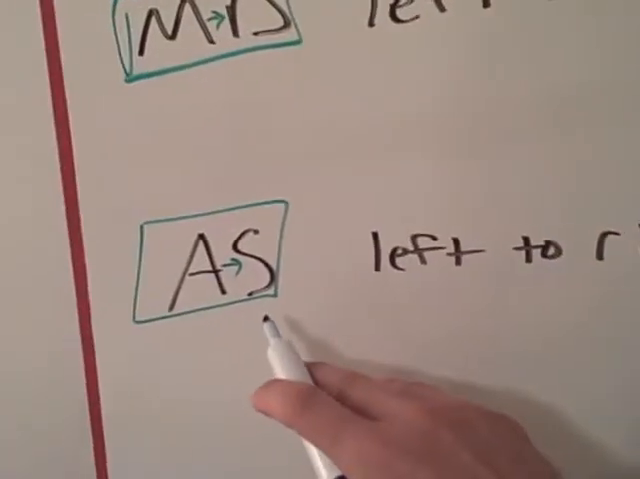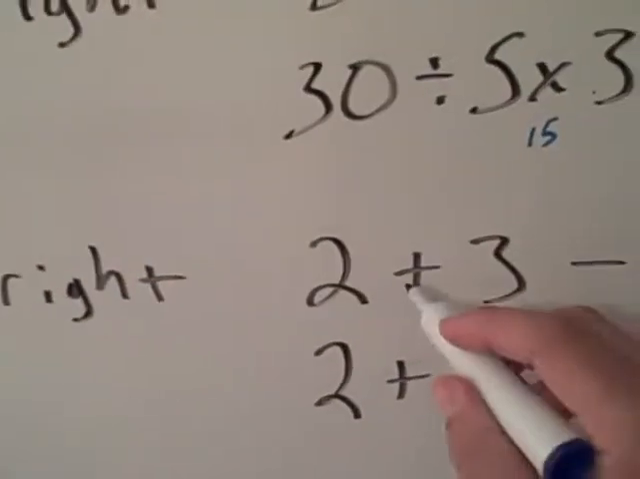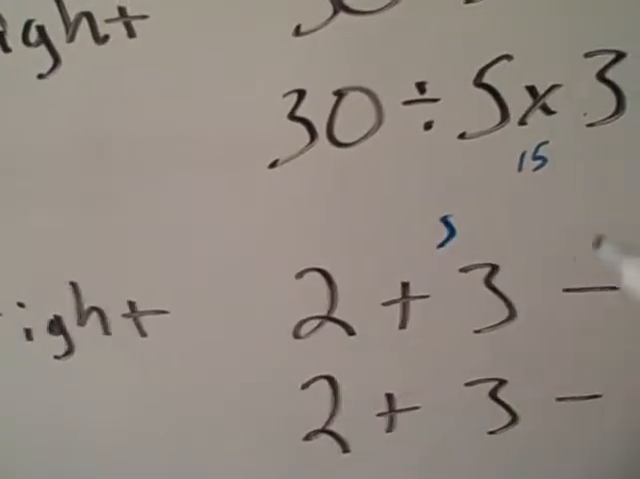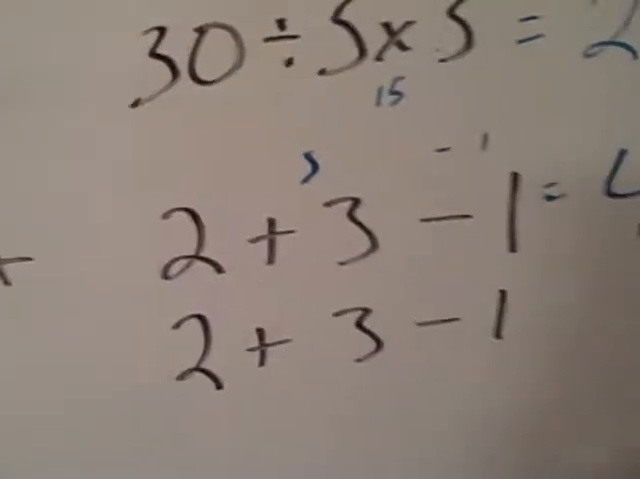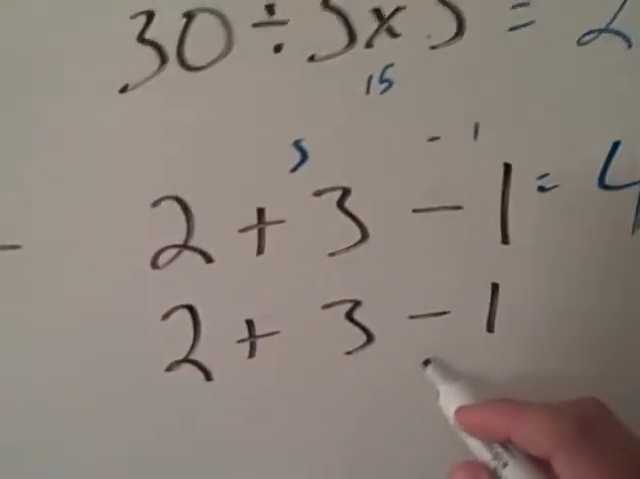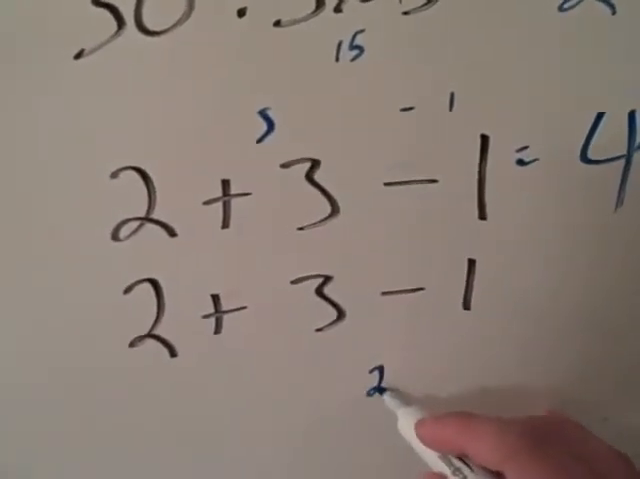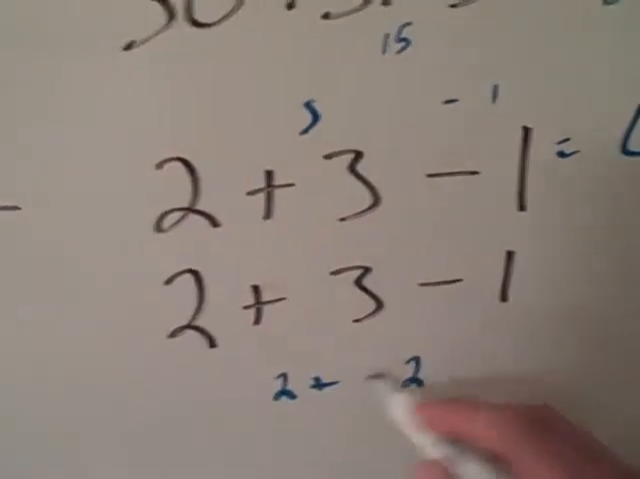Add and subtract is a group. 2 plus 3 is 5, minus 1 equals 4. Now you're going to find something interesting here. Let's do the 3 minus 1 first. 3 minus 1 is 2. 2 plus 2 equals 4. Most likely when you add and subtract, it's probably going to be the same answer.